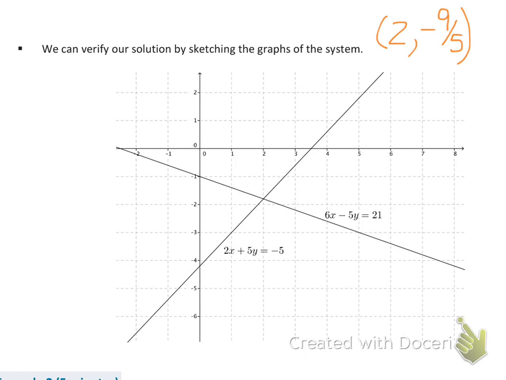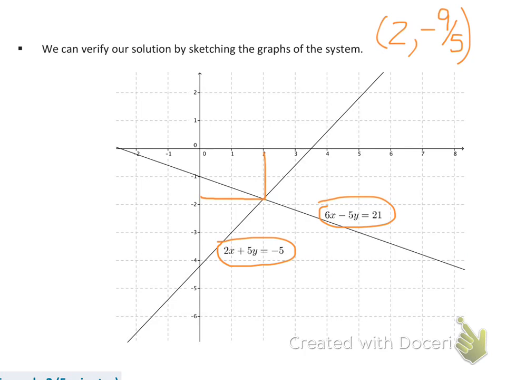And so if we look at the graphs, these have been already graphed for us. Here's the graph of 6x minus 5y is 21, 2x plus 5y is negative 5. So the x coordinate of our solution is 2, and the y coordinate is getting close to negative 2, and negative 9/5 is just shy of negative 2. So our algebraic solution matches our graph solution, our solution by graphing. But notice we would not have been able to read negative 9/5 directly off of this graph.